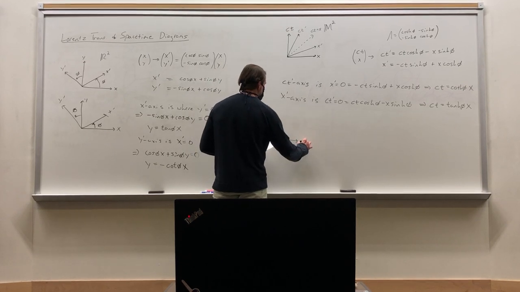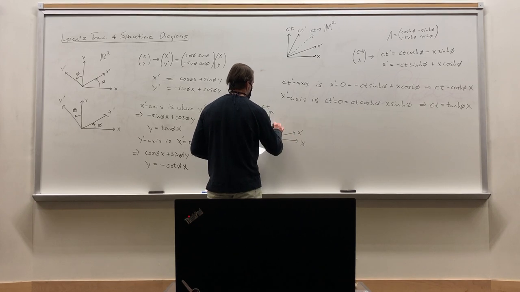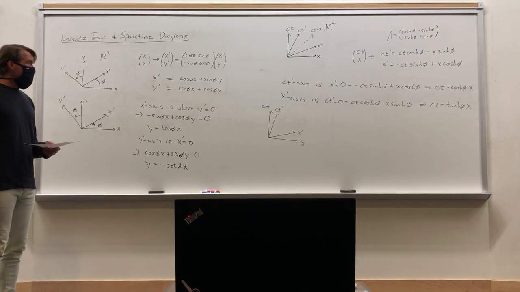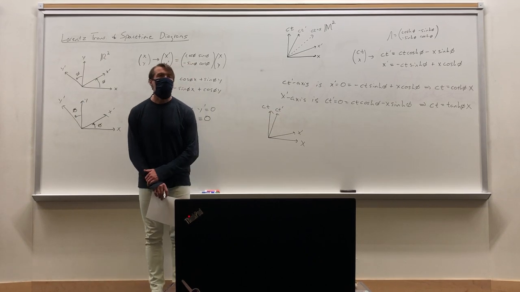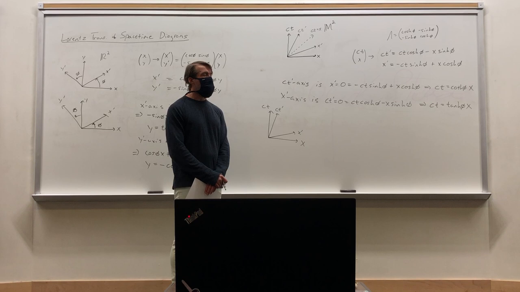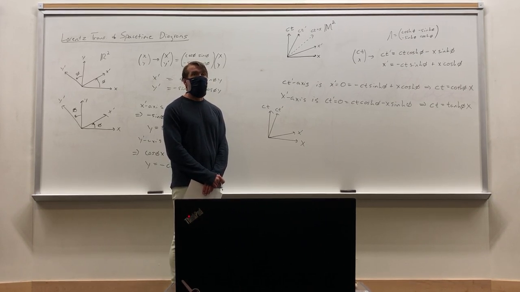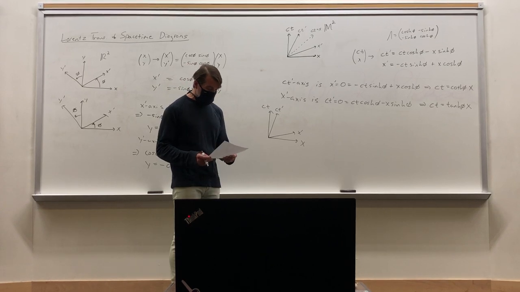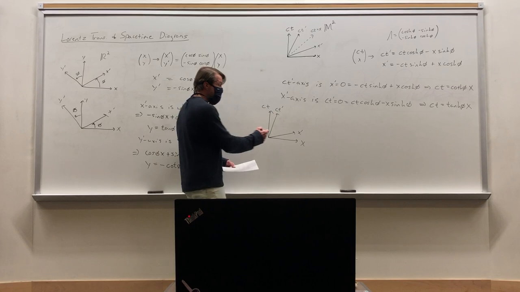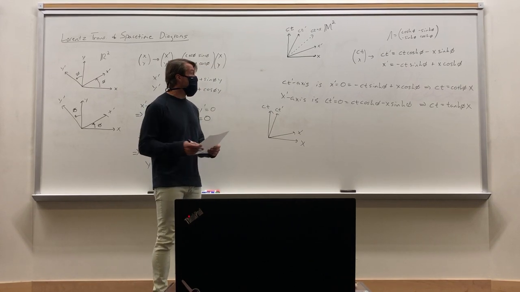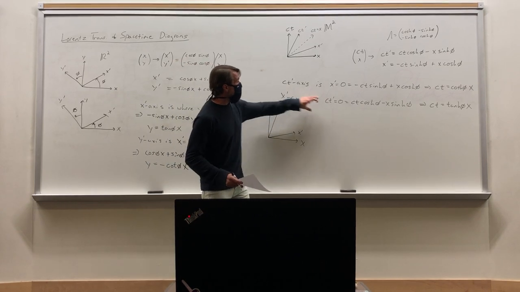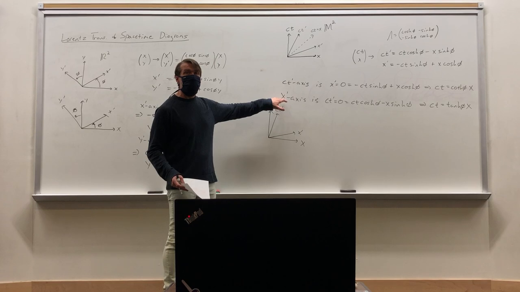If I have ct and x, and then I have a new x prime and a new ct prime, what does a line of constant ct prime look like? Is it a hyperbola? Nope. It's a good guess, though. So a line of constant ct prime. I mean, it could be zero, in which case it's this axis. Right? That's what we used here. We said if ct prime was zero, then we're just moving along the x prime axis. But what if ct prime is positive?